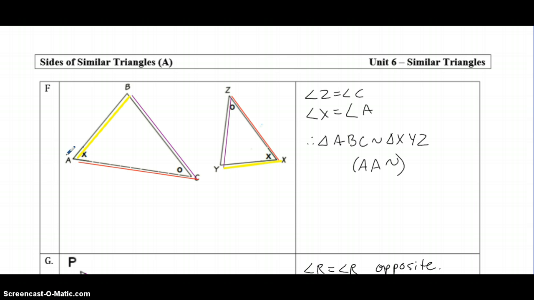So here I started with A. The first one, you can do whatever order you want. So I went A, B, C. So I went along the yellow, through the purple, through the red. So I had to go yellow to purple to red, and you follow that same letter pattern.